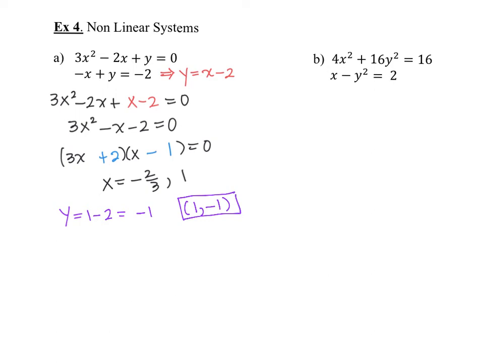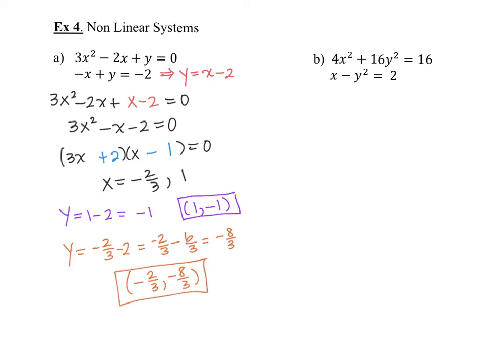Let me go ahead and get the second ordered pair because it has a fraction. Y equals, I got -2/3 minus 2, which is -2/3 minus 6/3, which is -8/3. So the second ordered pair where they intersect is -2/3, comma, -8/3. So there's 2 ordered pairs, which makes sense. It's a parabola and a line. They could intersect at 2 points. They could intersect at 1 point. They could intersect at no points at all.